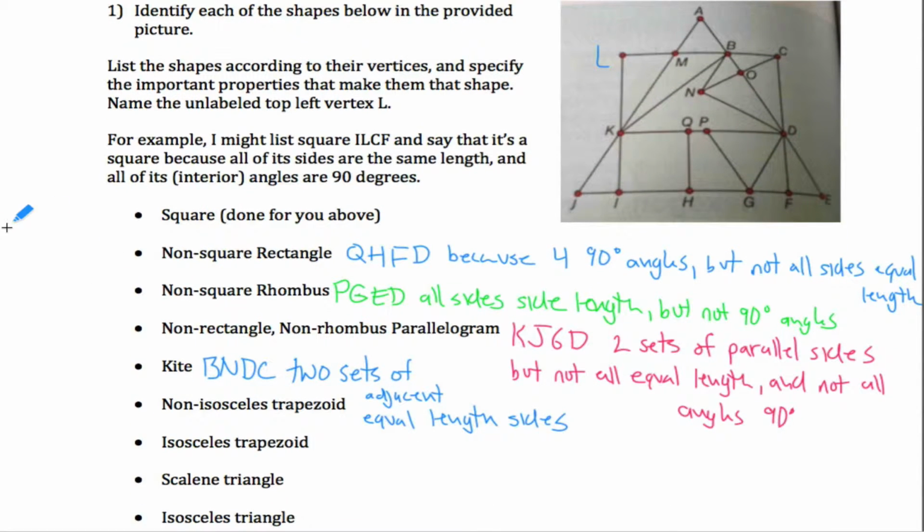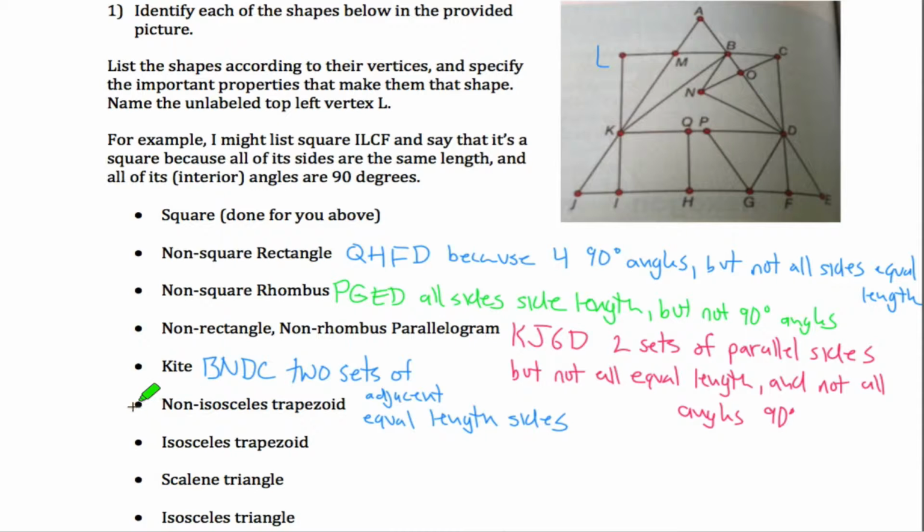What about a non-isosceles trapezoid? Well, a trapezoid has exactly one pair of parallel sides. But to be non-isosceles, that means that the non-parallel sides are not equal length. So I think there's a few of those in here. One would be this thing right here, for example.